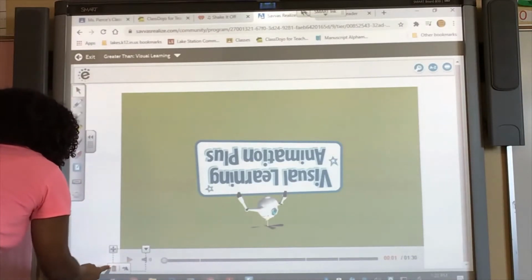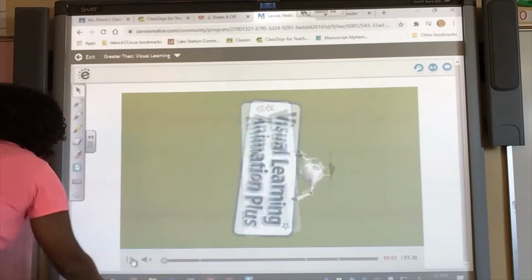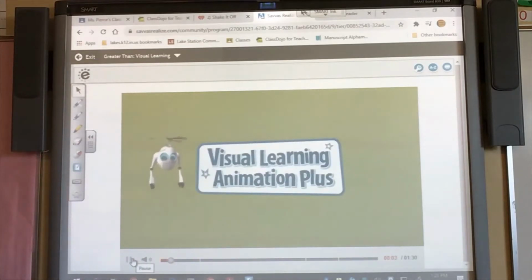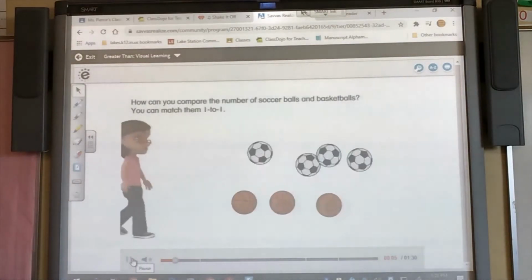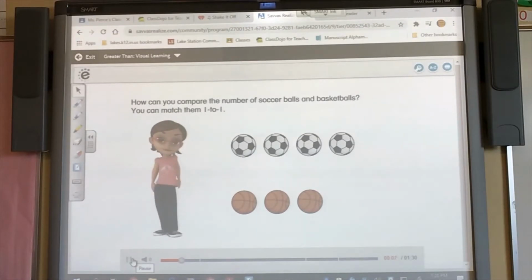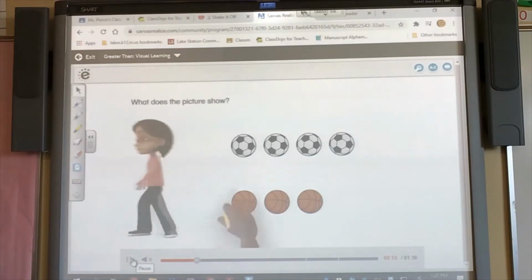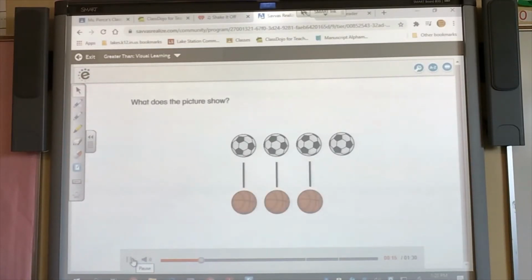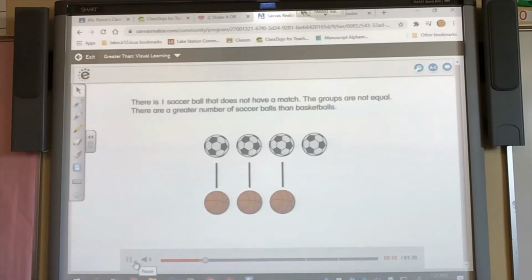Okay, here we go. How can you compare the number of soccer balls and basketballs? You can match them 1 to 1. What does the picture show? There is one soccer ball that does not have a match. The groups are not equal. There are a greater number of soccer balls than basketballs.